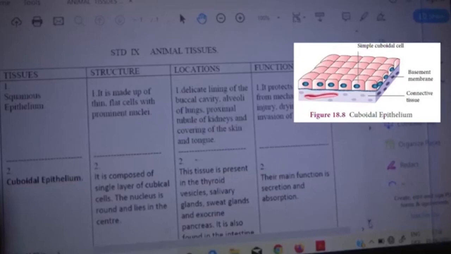The next one, the salivary gland. The salivary gland is present in the mouth, secreting the enzyme in saliva. It is concerned with the digestion of starch. In the next lesson, on the digestive system particularly, we will learn more about the salivary gland. Then sweat glands are present on the skin. Sweat glands secrete sweat.